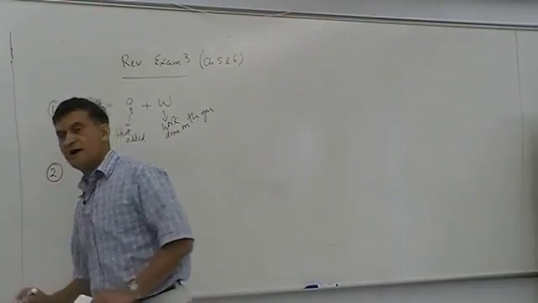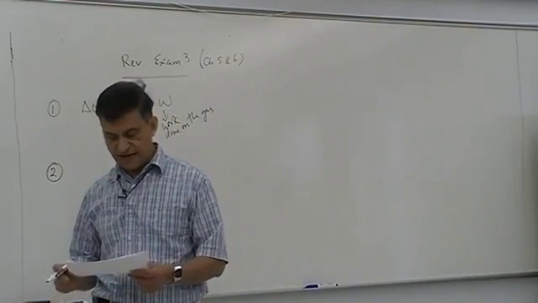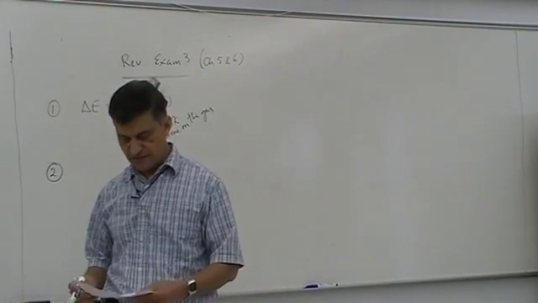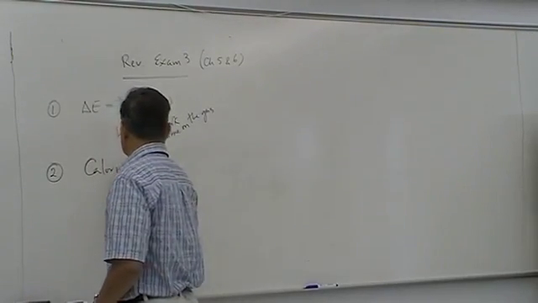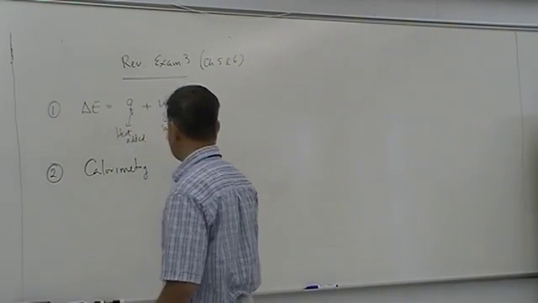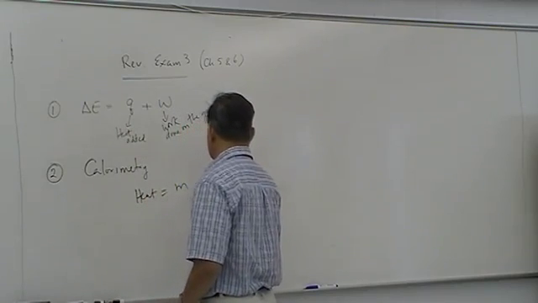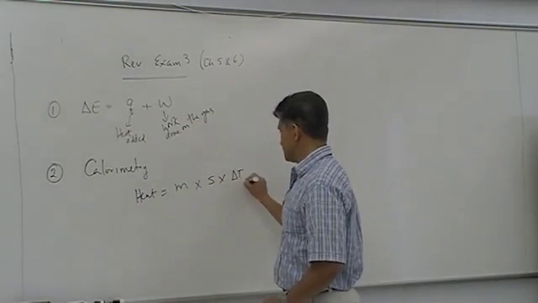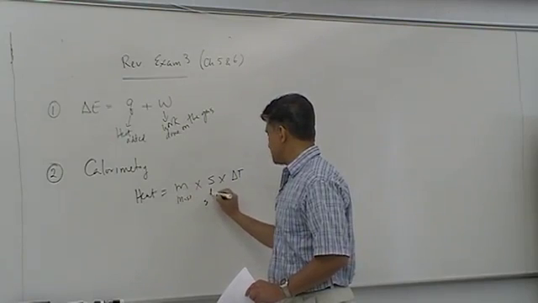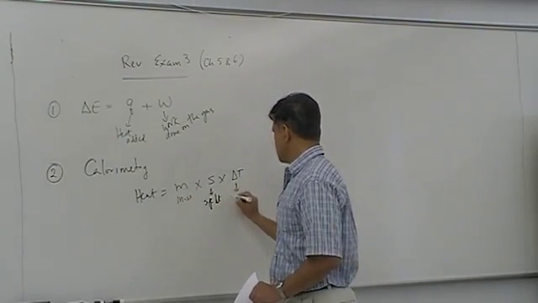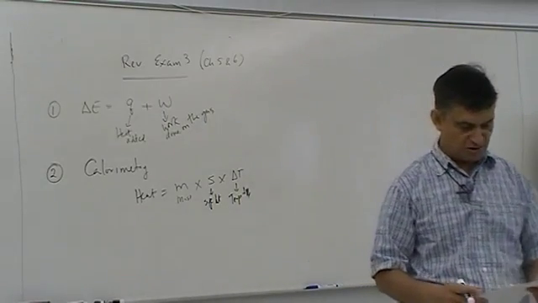Then I'll ask you problems on applications of methods which give you the heat of reaction, or how much energy is given off in a chemical reaction. So this includes calorimetry, which is a straightforward heat calculation. Heat would be given by mass times specific heat times temperature difference. So this is mass, this is specific heat, this is temperature difference. If you multiply these three numbers, you're going to get heat.